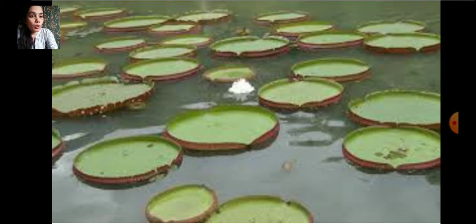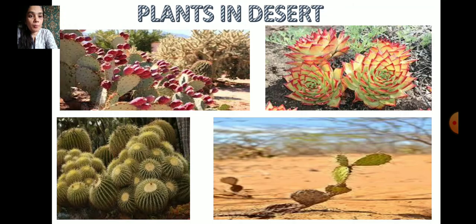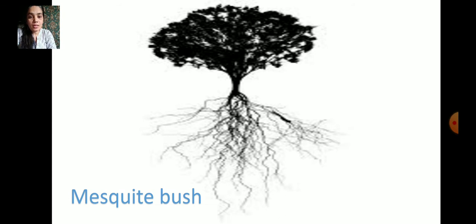And I also showed you a type of plant. Yes, the mesquite bush. So it has roots. Can you see the roots here? It has roots that grow down to more than 20 meters in search of water.